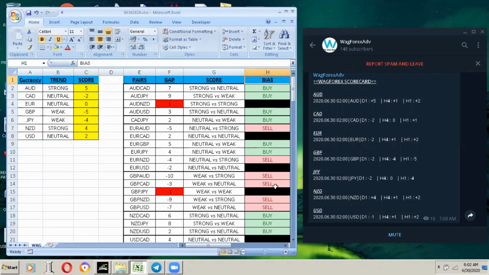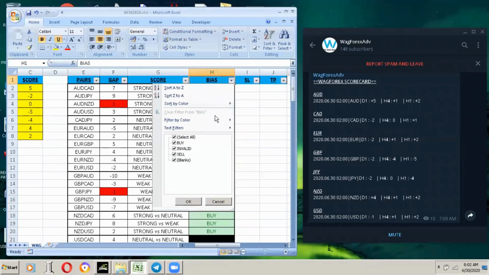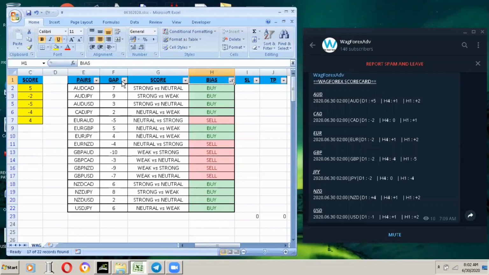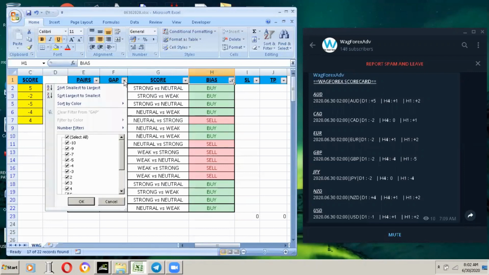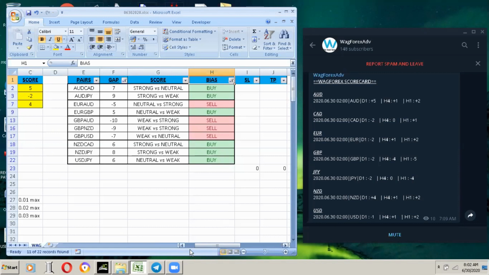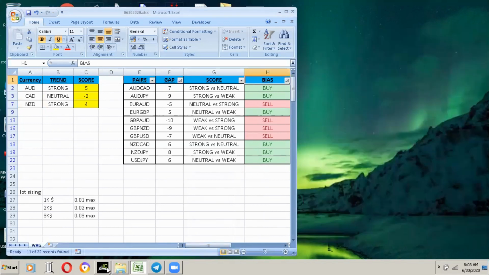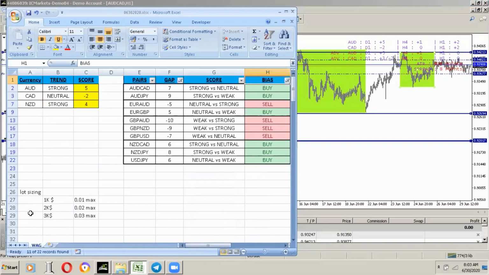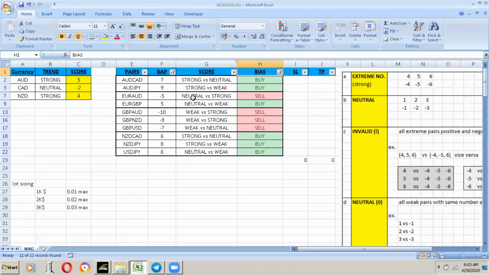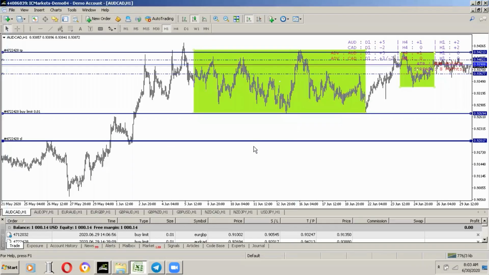So let's filter out all the invalid trades. So we have this. And then all the gaps below 5. So we only have these 3 double pairs. So let's check the chart. Look at this one. So first we have WagQuad. So for WagQuad, we have a buy signal.